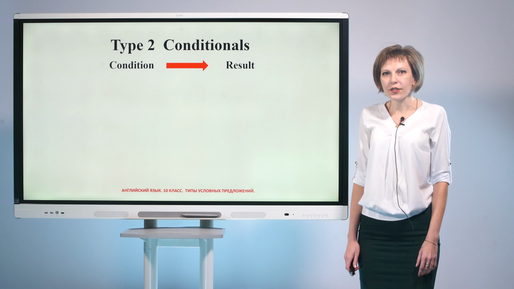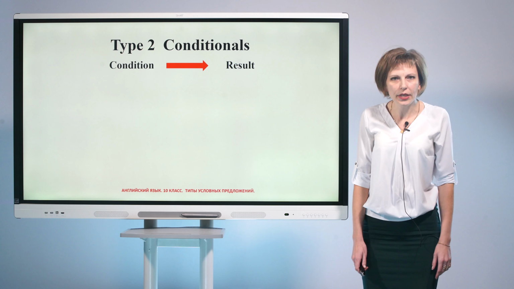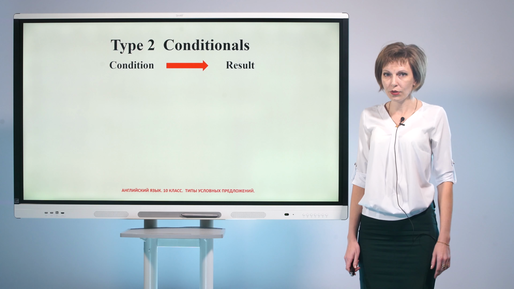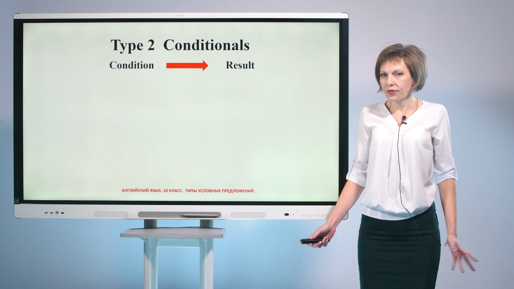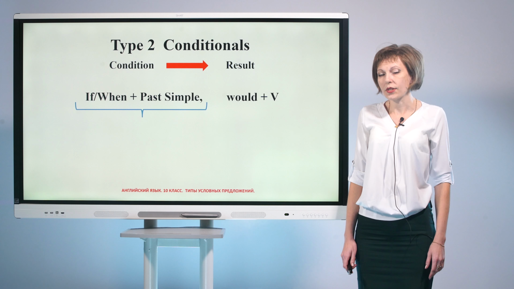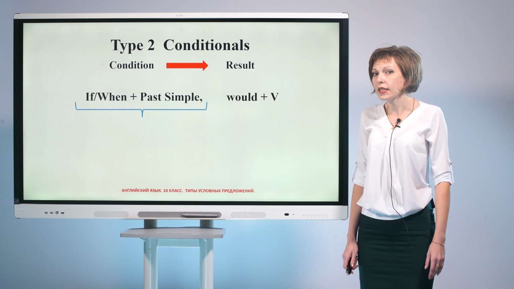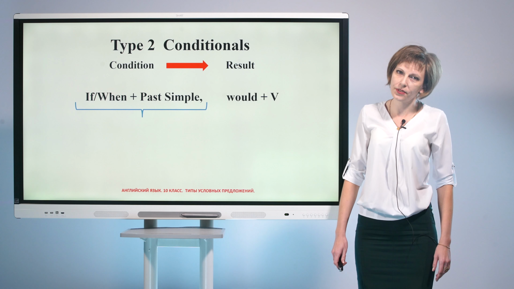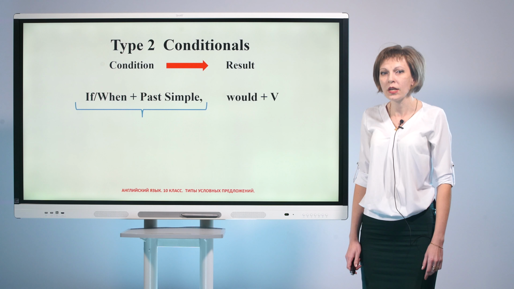Type 2 conditionals show us some unreal situation for the present or future, or may give some advice. And we use the past simple tense in the if clause and the auxiliary verb would with the infinitive of the main verb in the main clause.